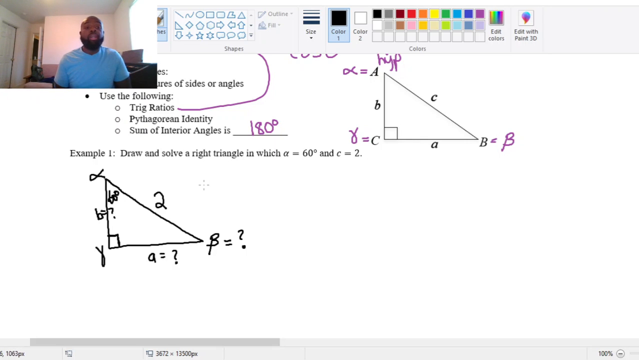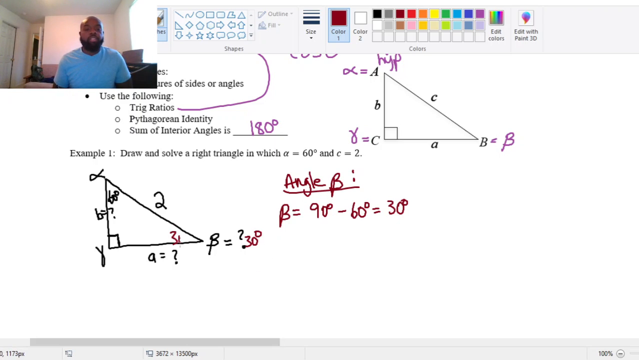And so what we're going to do is think about everything that we have here. For instance, this is a 60-degree angle. This is a 90-degree angle, right? The sum of all of our angles is 180. And so to find angle beta first, I know that beta is going to equal... Now, you can do this two ways, right? Since this is 90, the sum of the other two angles has to be 90. So I can do 90 minus 60 degrees, which is 30 degrees. So this equals 30 degrees, all right?